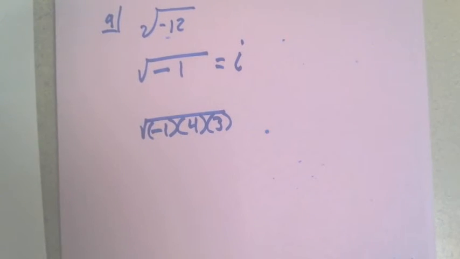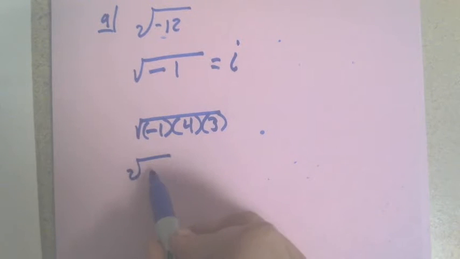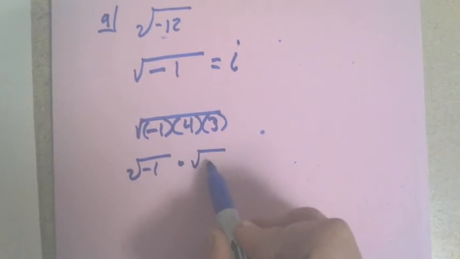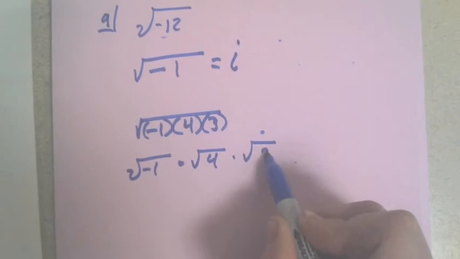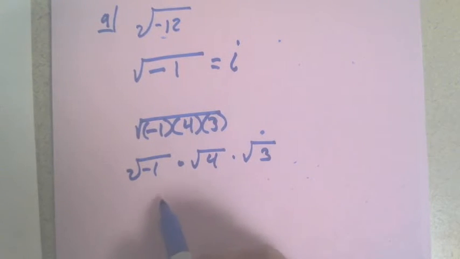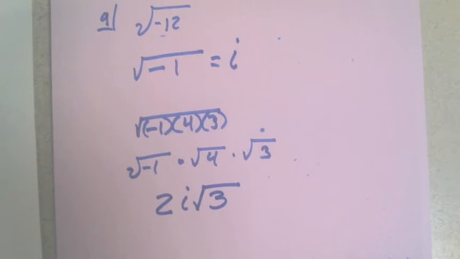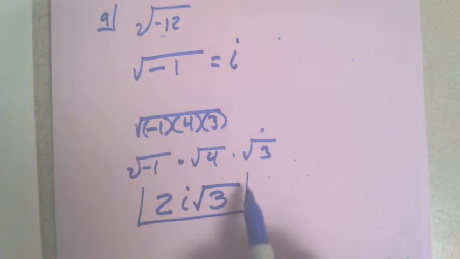Breaking out that 4 is handy because we know the square root of 4. So we've got the square root of negative 1 times the square root of 4 times the square root of 3. We know all of these except for the square root of 3. The square root of 4 is 2. Square root of negative 1 is i. By convention we put the i second, but if you put it first, I'm not going to yell at you. Square root of 3 we can't do anything with because we don't know what the square root of 3 is, and that's our reduced form.